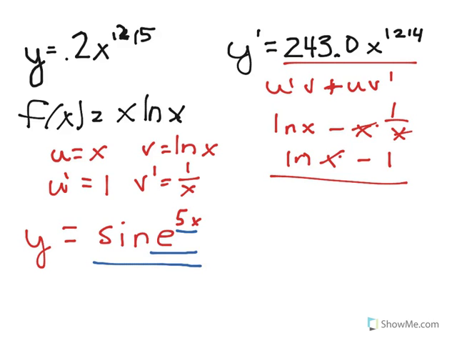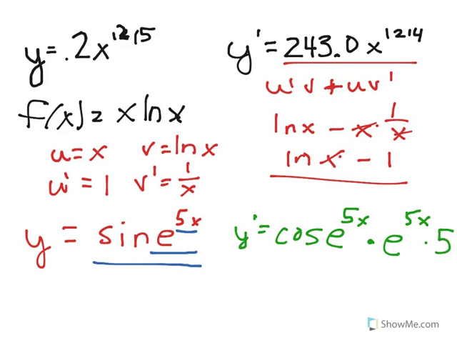So I'll start by taking the derivative of the outside. Derivative of sine of something is cosine of, keep that same function, times the derivative of e to the something is e to the something, times the derivative of 5x is 5. That answer is correct. You could write the 5 in front if you really wanted to.